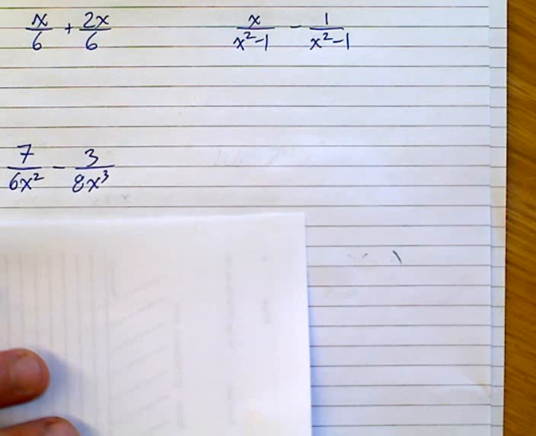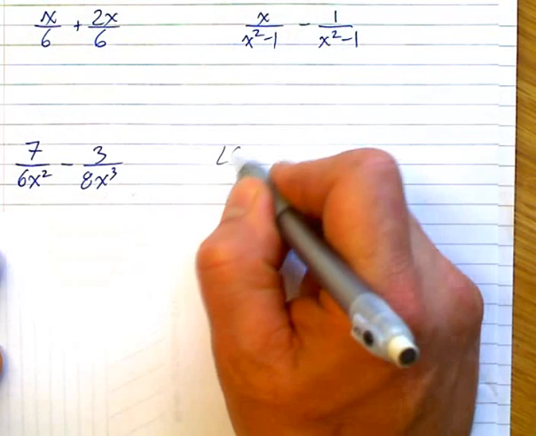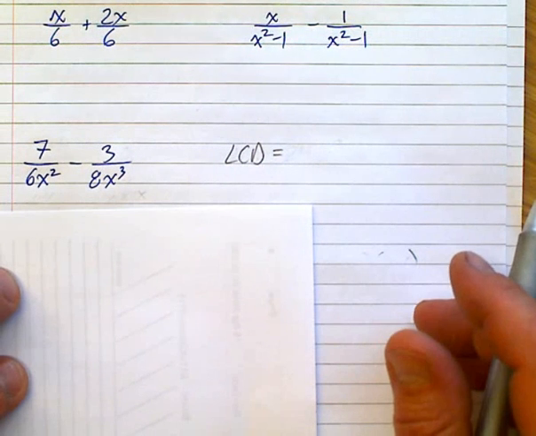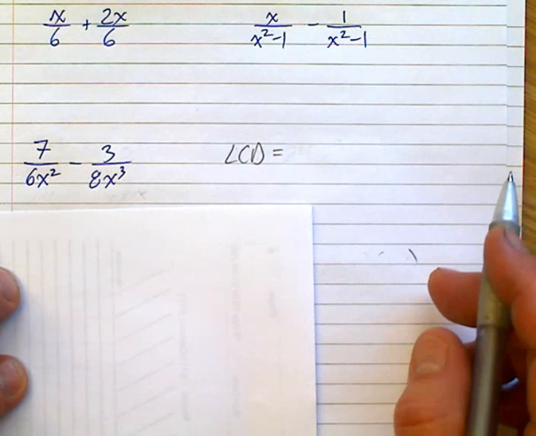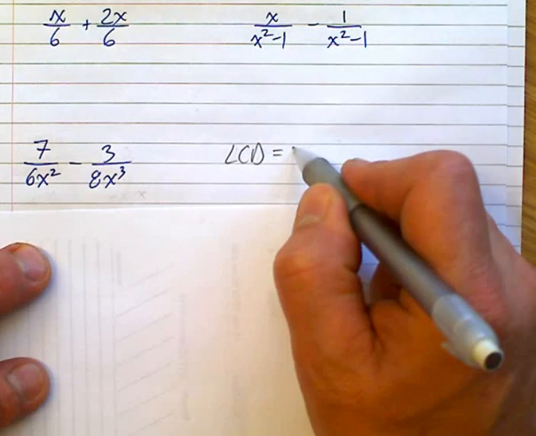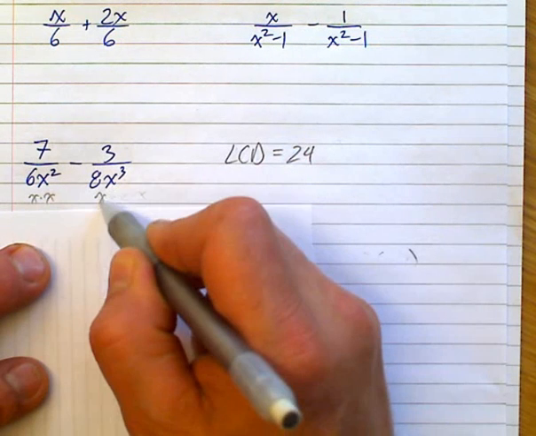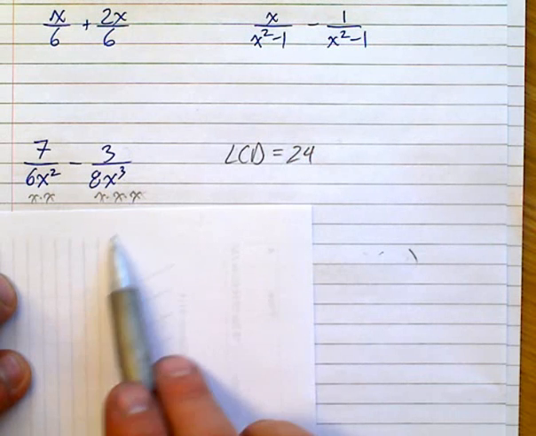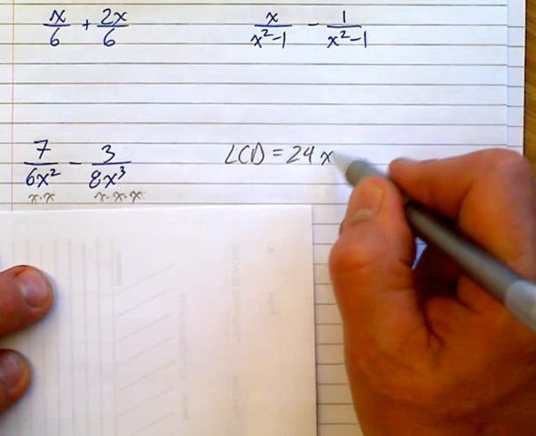7 over 6x squared. Okay, so what is my lowest common denominator here? You will have coefficients and maybe multiple variables in the denominator. So you need to deal with them separately, individually. Otherwise, it's too much, too overwhelming. 6 and 8 both go into 24. X, you got x times x, and you got x times x times x. Now, you can put 2 x's into 3, but you can't put 3 into 2. So you need at least 3 to cover the whole thing, right? So x cubed, 24x cubed would be your lowest common denominator.